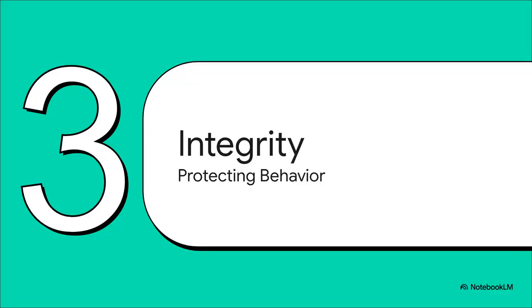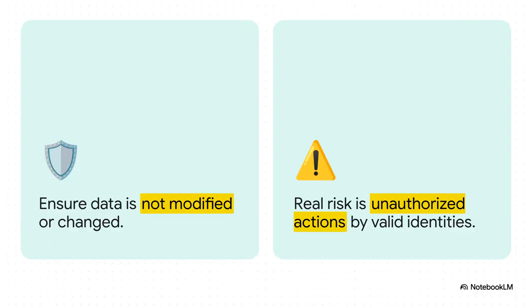Section 3. Integrity. Protecting system behavior. We're moving from protecting static records to verifying actions. Okay, moving right along to integrity. Under the old thinking, this just meant ensuring data was not modified. You just locked the database down, right?